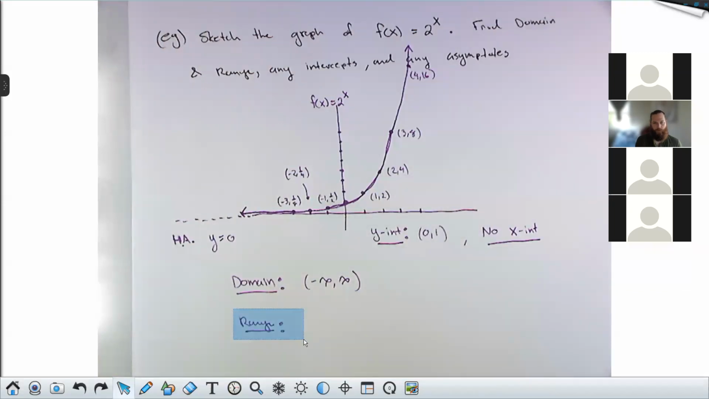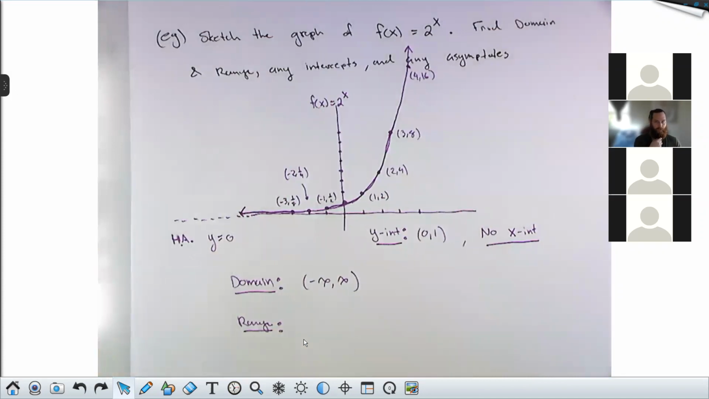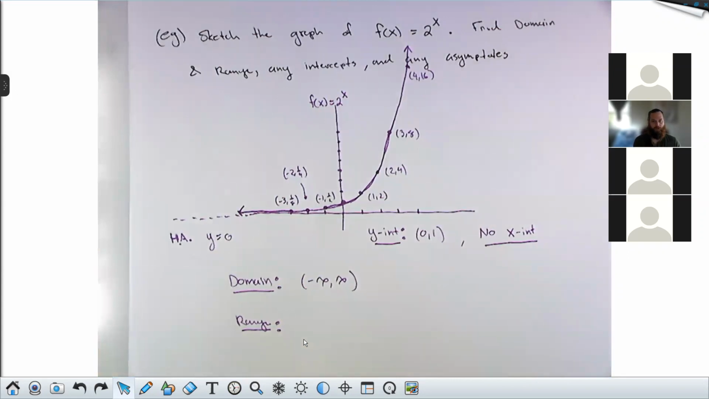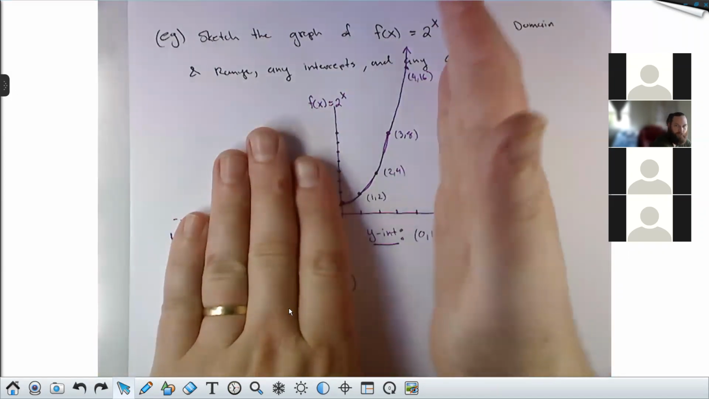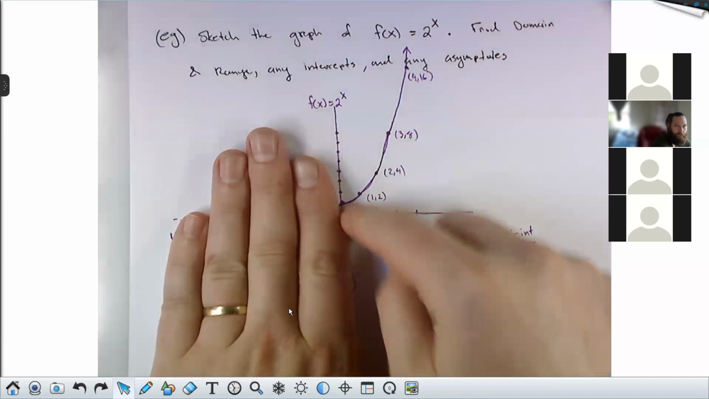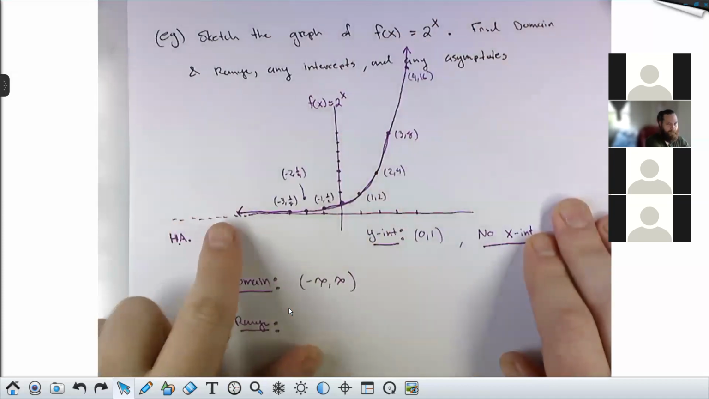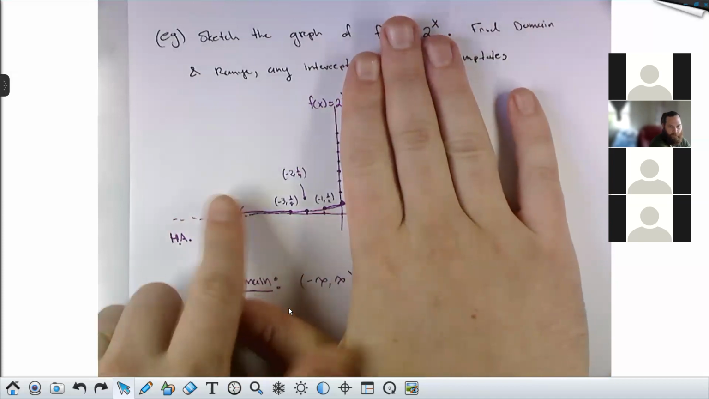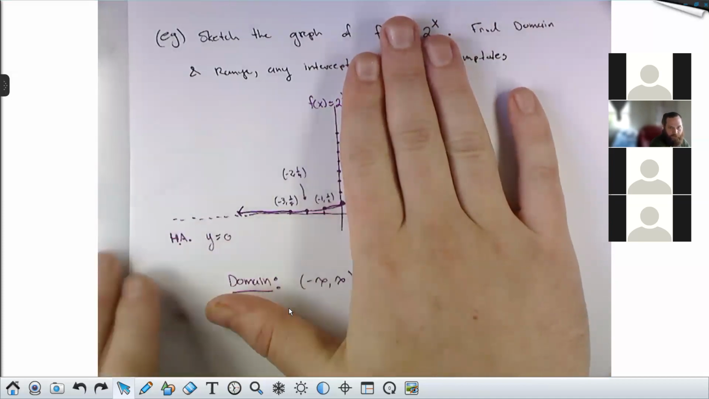What about the range? If I swoosh this graph down onto the y-axis, what gets hit? One comma infinity. So if I ignore this side and I just smoosh this onto the y-axis, that will hit from 1 up to infinity. But what about this side? Let's cover this up for a minute. If I smoosh this portion of the graph over, what does that end up hitting?